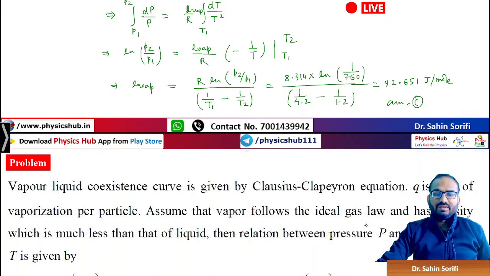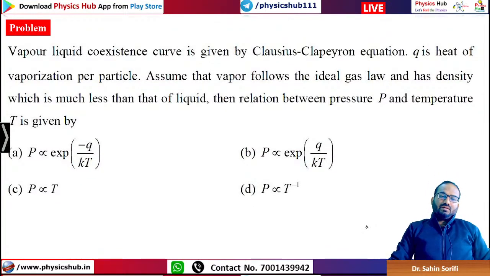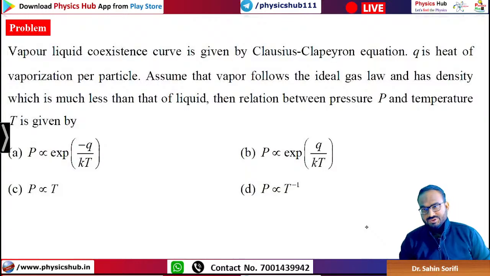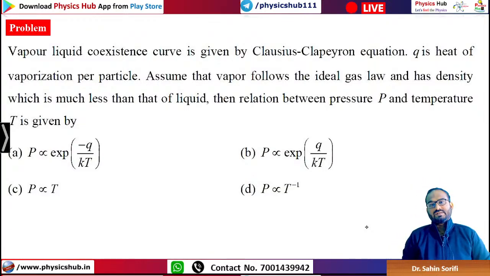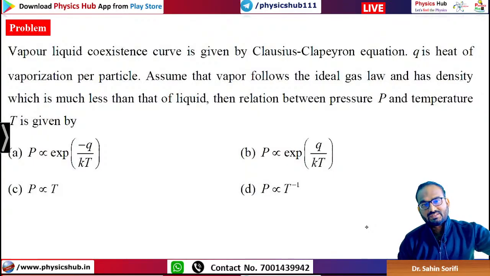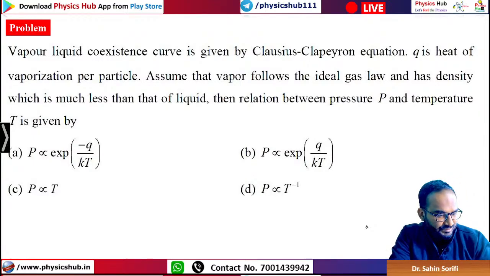Okay, let's go on to this problem. A vapor liquid coexistence curve is given by the Clausius-Clapeyron equation. Q is the heat of vaporization per particle. Assume that vapor follows the ideal gas law and has density much less than that of the liquid. Then the relation between pressure and temperature T is given by. This is also a simple problem. Do it quickly within a few minutes.